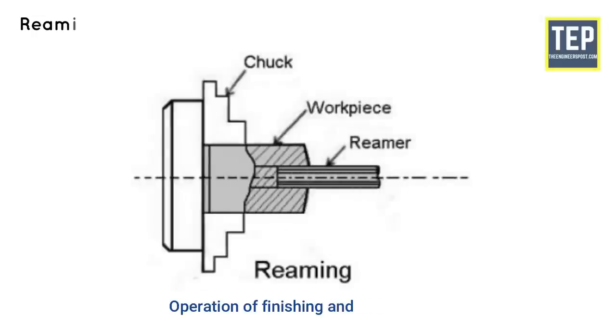Reaming. Reaming is the operation of finishing and sizing a hole which has already been drilled or bored. The tool used is called the reamer, which has multiple cutting edges. The reamer is held on the tailstock spindle, either directly or through a drill chuck, and is held stationary while the work is revolved at a very slow speed.